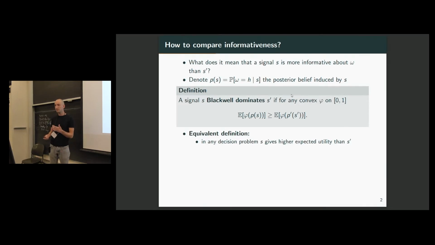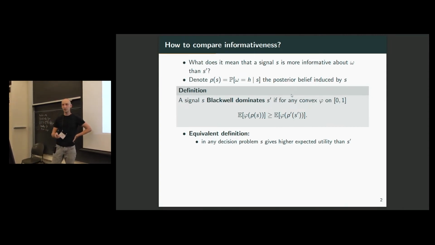The reason to love this definition is its equivalent form. It turns out that this notion captures the following property: S is more informative than S prime if in any decision problem the signal S gives higher or equal utility to the decision maker than S prime. This is the reason why this Blackwell order is used everywhere in economics.